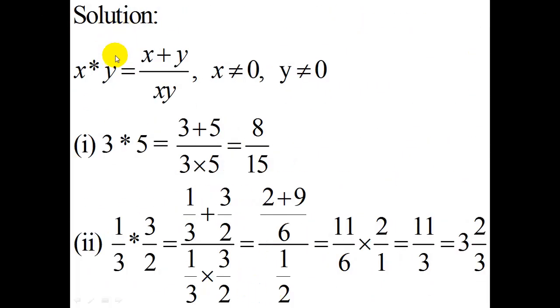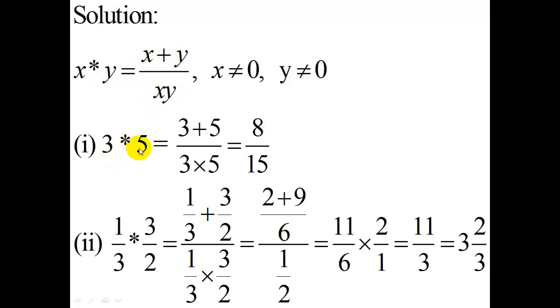Now we look at the solution. From the question, the rule says that if you are operating x on y, the result is x plus y, that is, you add the terms divided by xy. That is, you divide by the product of the two terms. So x operated on y is equal to x plus y divided by xy.